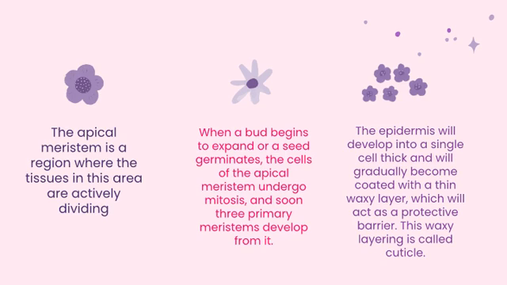The outermost of these primary meristems, the protoderm, gives rise to the epidermis. The epidermis will develop into a single cell thick layer and will gradually become coated with a thin waxy layer, which will act as a protective barrier. This waxy layering is called cuticle.